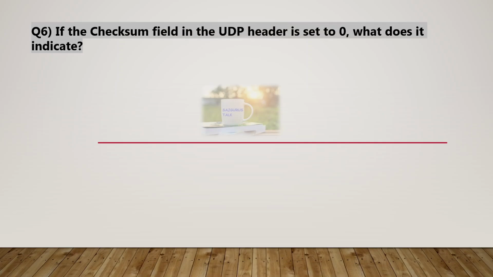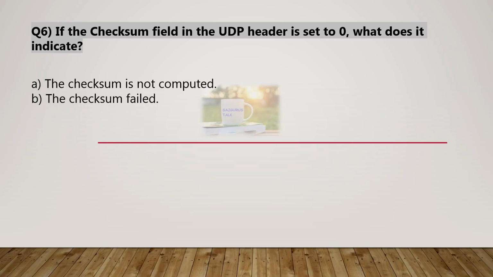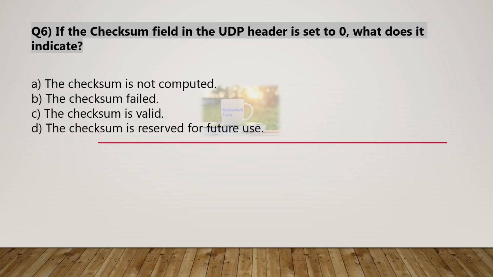Sixth one. If the checksum field in the UDP header is set to 0, what does it indicate? The options are: the checksum is not computed, the checksum is failed, the checksum is valid, the checksum is reserved for future use. A checksum value of 0 in UDP indicates that the sender did not compute the checksum. This is allowed only in IPv4, but in IPv6 the checksum is mandatory. So the answer is the checksum is not computed.